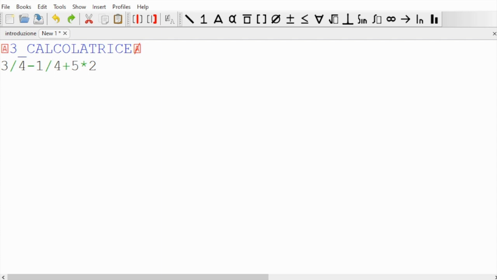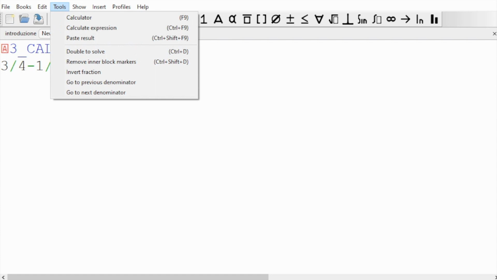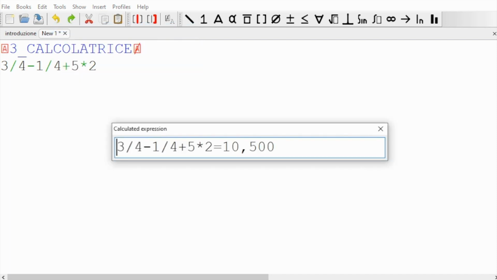Then the Control key plus F9, or by going to the menu, everything related to F9 concerns the calculator. Type Control F9. A window appears with the expression, and also the result, which is therefore 10.5. So the calculator integrated in Lambda allows the calculation of numeric expressions.